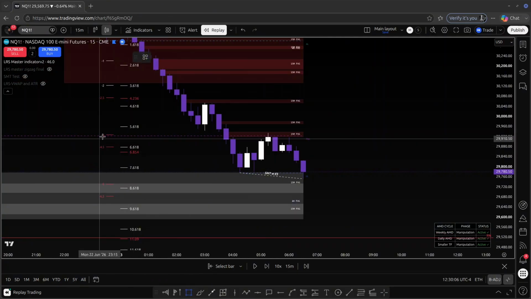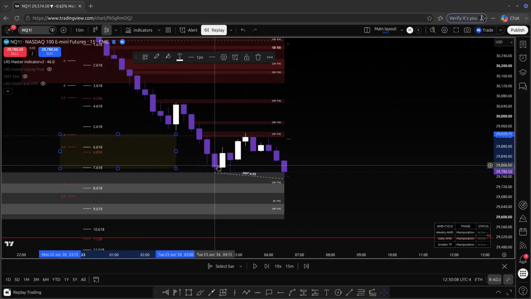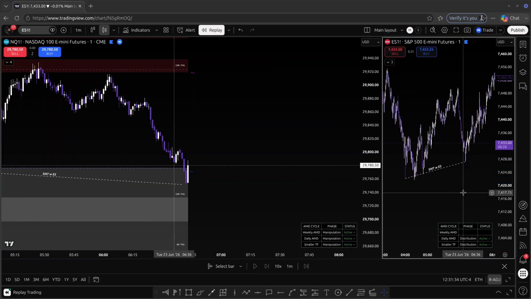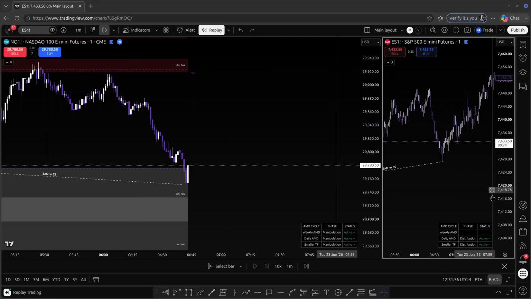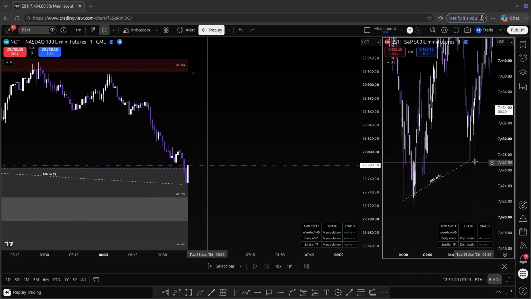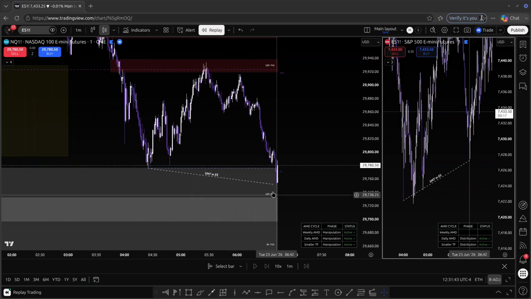We know that we are inside my golden pockets right here. We have a 15-minute fair value gap right here. That's my SMT. Normally, you would want to trade the stronger asset. What do I mean by a stronger asset? The one that has a higher low. Nasdaq has a lower low.